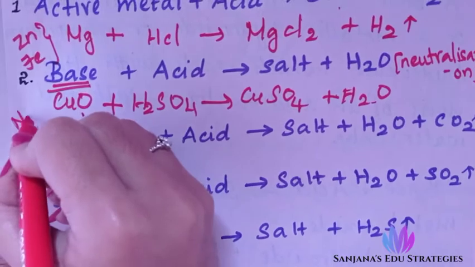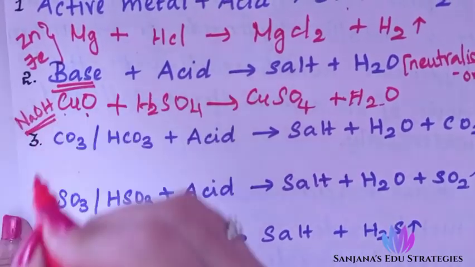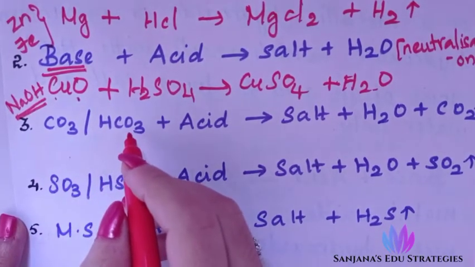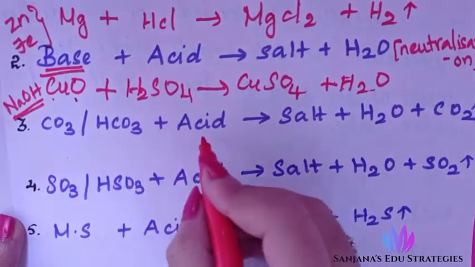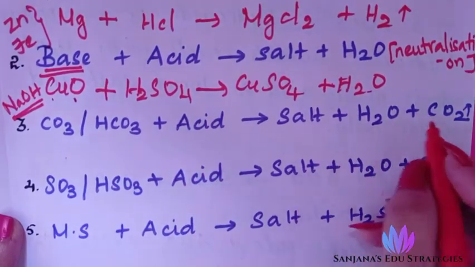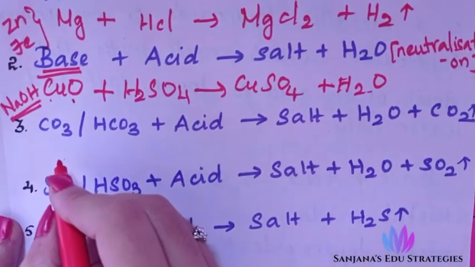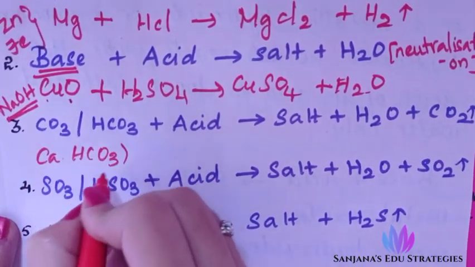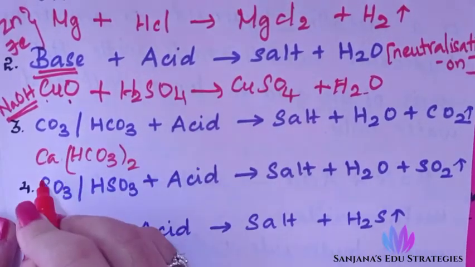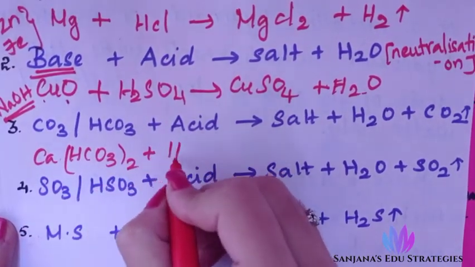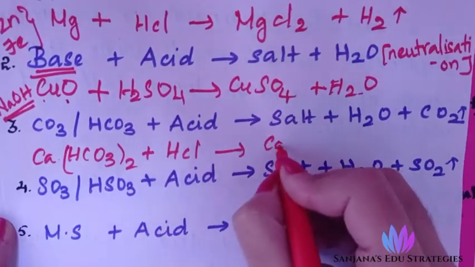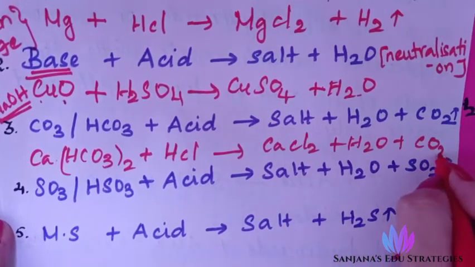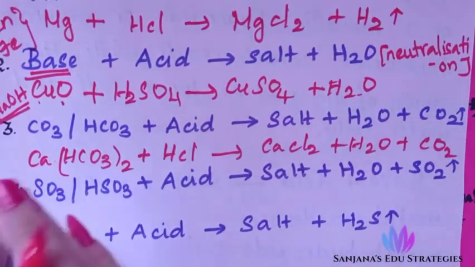For example, NaOH is a metal hydroxide. Now, carbonate or bicarbonate, CO3 or HCO3, in reaction with acid gives salt plus water plus carbon dioxide. I am taking a bicarbonate now, Ca(HCO3)2, calcium bicarbonate, plus an acid, HCl. It gives a salt, calcium chloride, plus water, and carbon dioxide is obtained. So you have to balance the reaction.